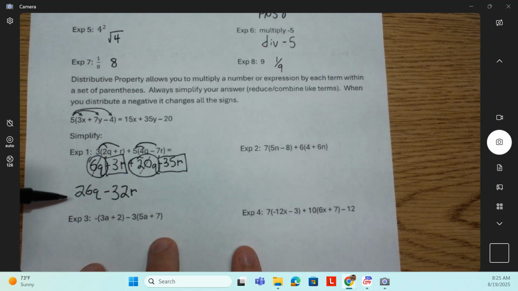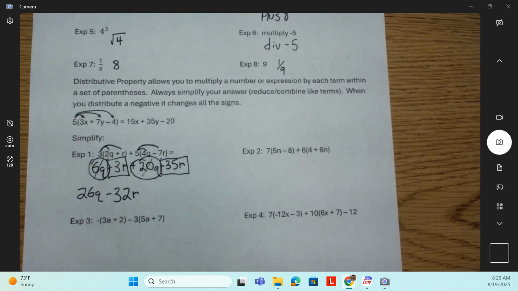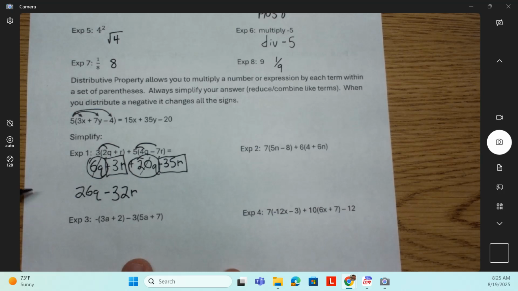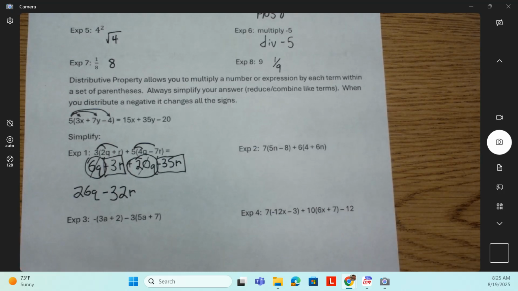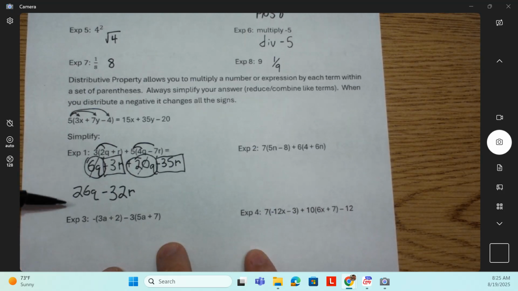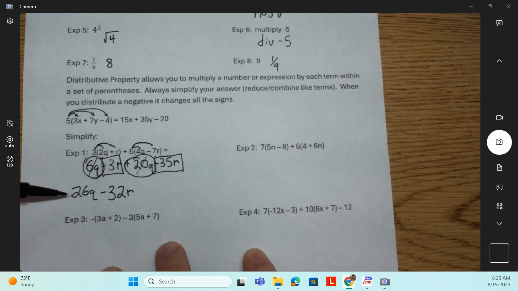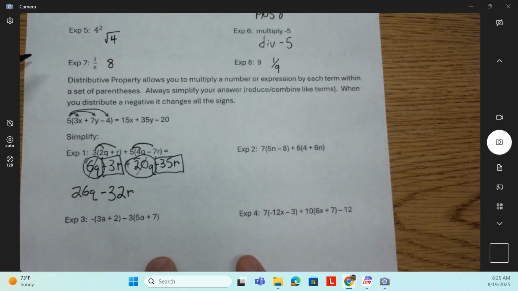And now we're to the point where that is as simplified as we could get it. We do have sometimes where we might need to pull out a greatest common factor again for the purpose of simplifying even further, or for whatever process we might need to use it for. But for right now, we're just leaving it as that.